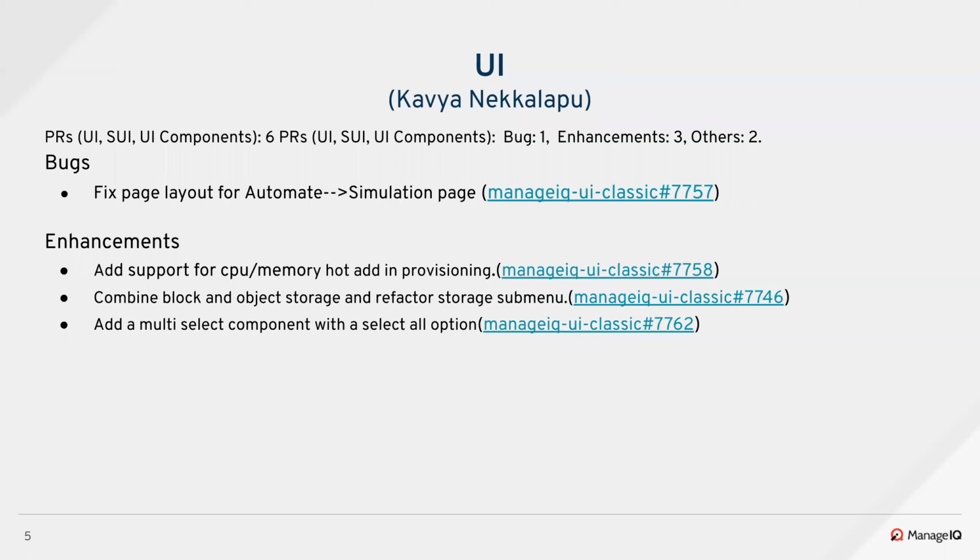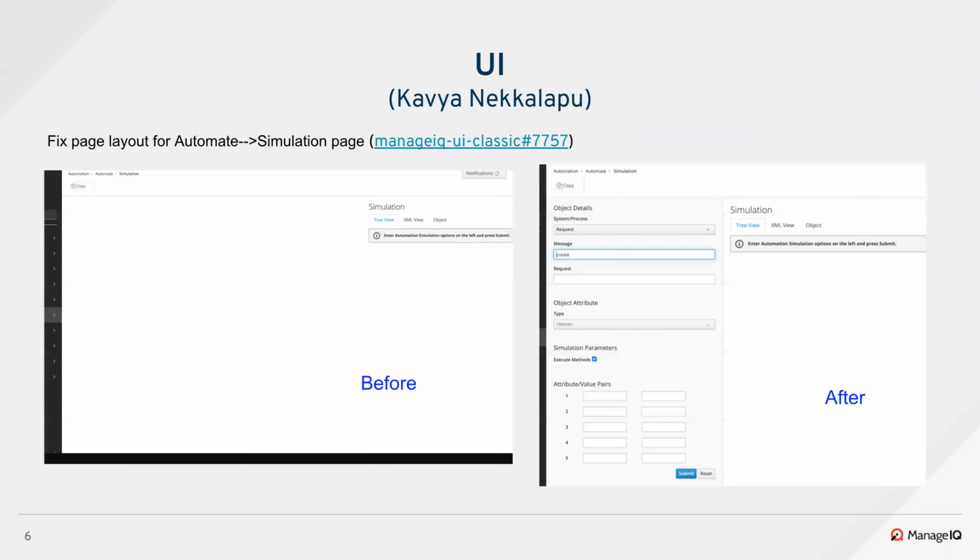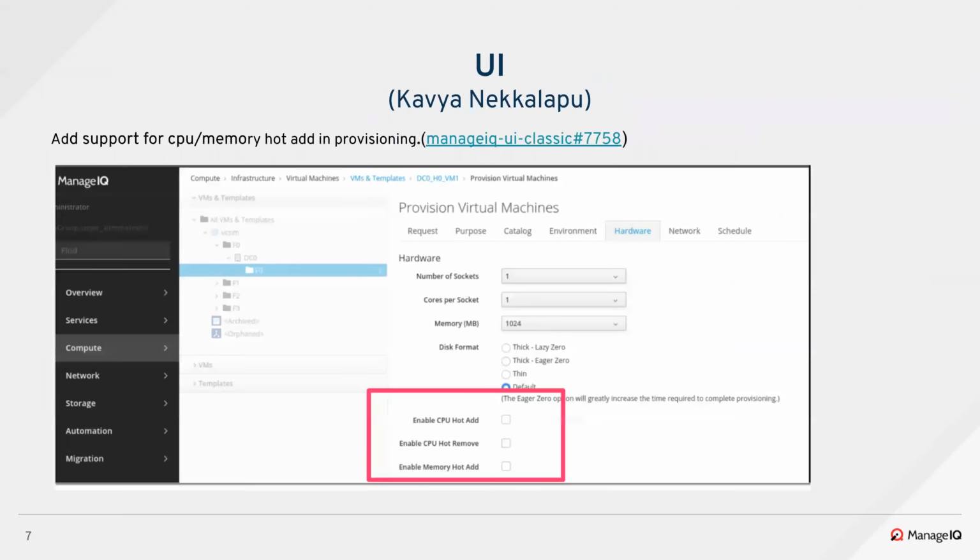Thanks, Oleg. Good afternoon, everyone. This sprint a total of 6 PRs got merged into UI repos: 1 bug, 3 enhancements, and so on. Next slide, please. This is a bug in the simulation page, which had some CSS issues, and the whole left-hand section got displaced. Fixed that. Next slide, please. Adam added CPU and memory hot add checkboxes in VM provisioning. He might have more information on it in the provider section. Next slide, please.